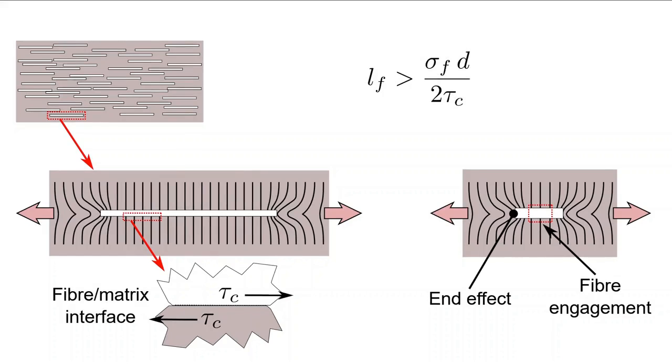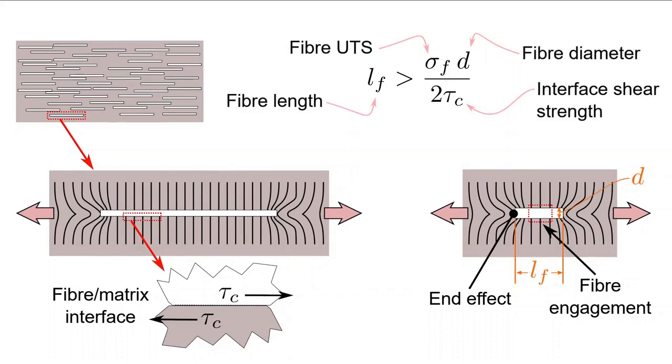There is a relatively simple formula which describes fiber efficiency on the basis of the length, strength, and diameter of the fiber and the strength of the interface between the fiber and the matrix. Whether or not a fiber will be effective is dependent on the strength of the fiber, the diameter of the fiber, and the strength of the interface between the fiber and matrix.